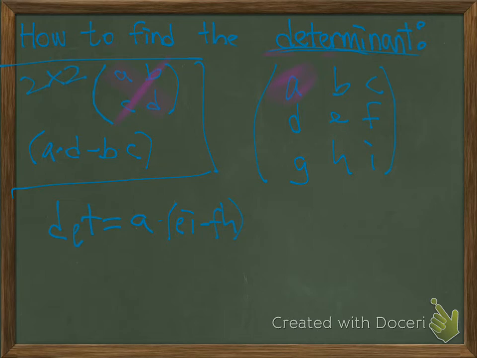Then you take the second one, and you subtract it first, then do the same thing. Cover up that row and column, and then D, I minus F, G. And then finally, the third number, C times D, H minus E, G. Like that. So, okay, you know how to find the determinant.